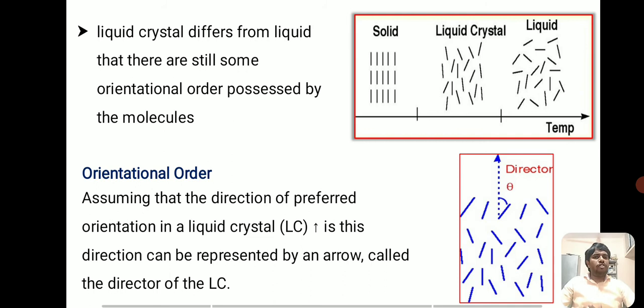The direction of preferred orientation in liquid crystal is this direction, and it can be represented by an arrow called the director of the liquid crystal. That arrow represents the director of the liquid crystal.